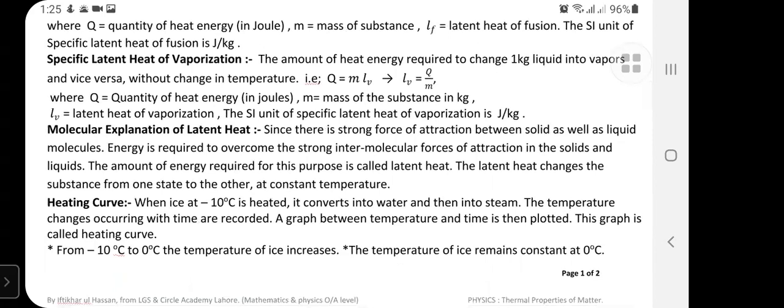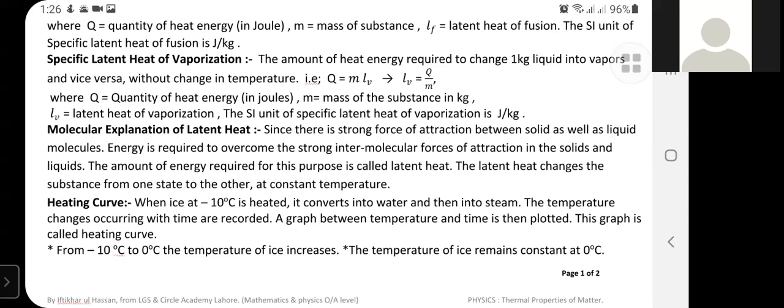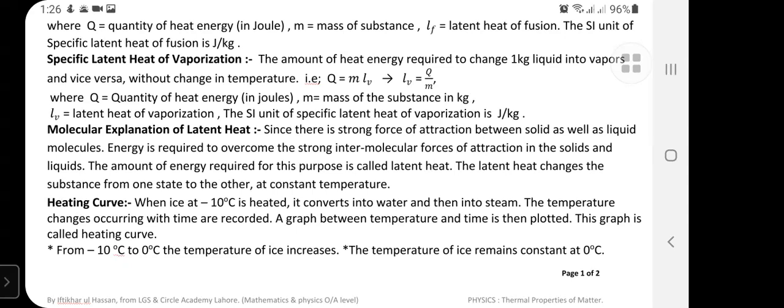Okay, now the molecular explanation of latent heat is this: since there are strong forces of attraction between solid as well as liquid molecules, energy is required to overcome the strong intermolecular forces of attraction in solid and liquid. So the amount of energy required for this purpose is called latent heat. The latent heat changes the substance from one state to another at constant temperature.